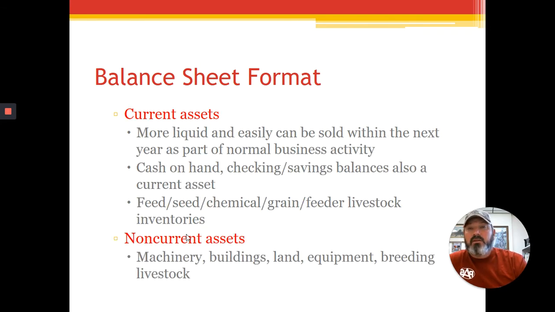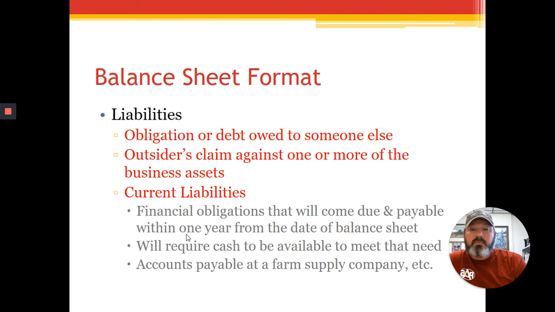We'll also look at current assets. So things that are more liquid and more easily sold, like grain or livestock. Cash in hand is obviously a current asset. Feed that's in the bin at home, that's a current asset. And also non-current assets like your machinery, your buildings, your equipment. All of those are longer term assets and categorized as such. So that completes one side of the ledger.